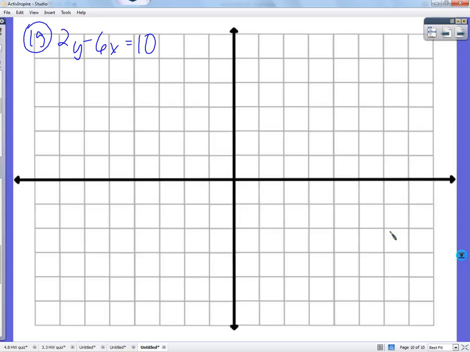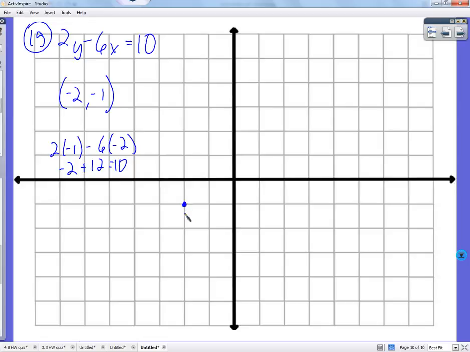So do you have a point? Do you have a solution to this equation? X negative 2, Y negative 1. Okay, let's just check this one out because this is kind of some larger number. So 2 times negative 1 minus 6 times negative 2, negative 2 plus 12 is 10. It is a solution because this left side came out to be 10 like it needed to. So negative 2, negative 1.